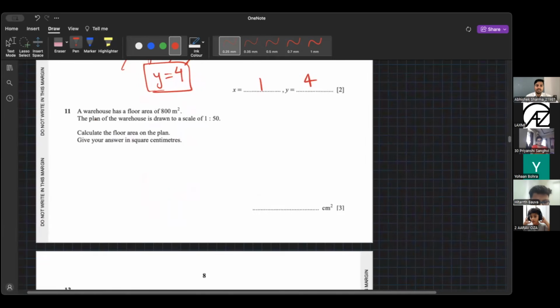Moving on to question number 11, it says a warehouse has a floor area of 800 meters square. Let's say there's a warehouse like this, just for our understanding.